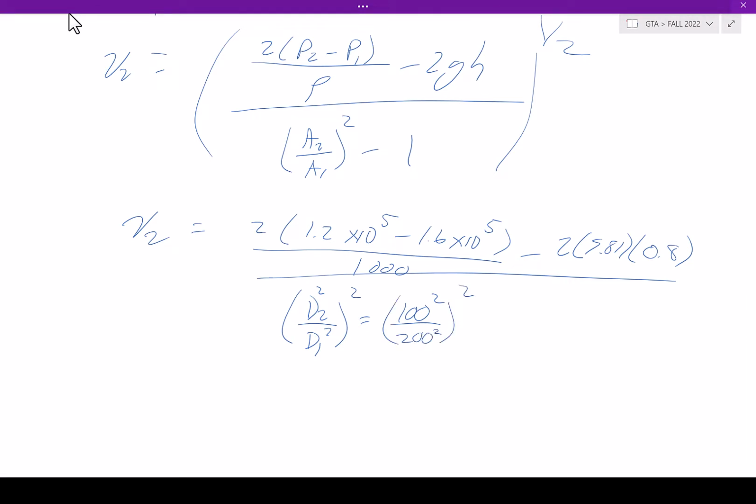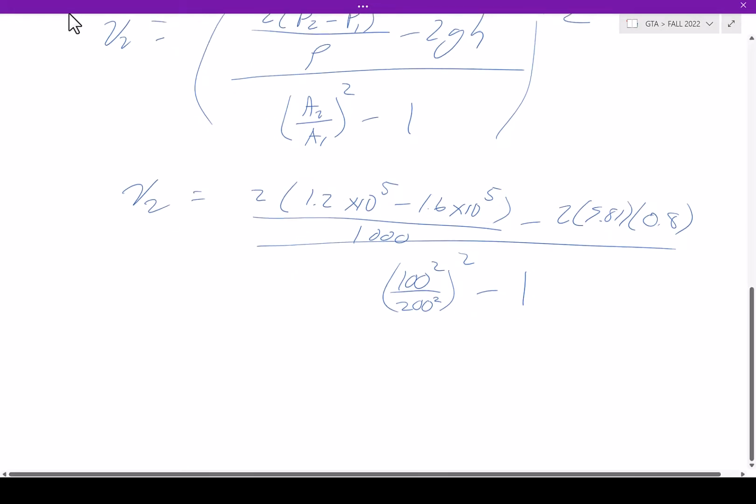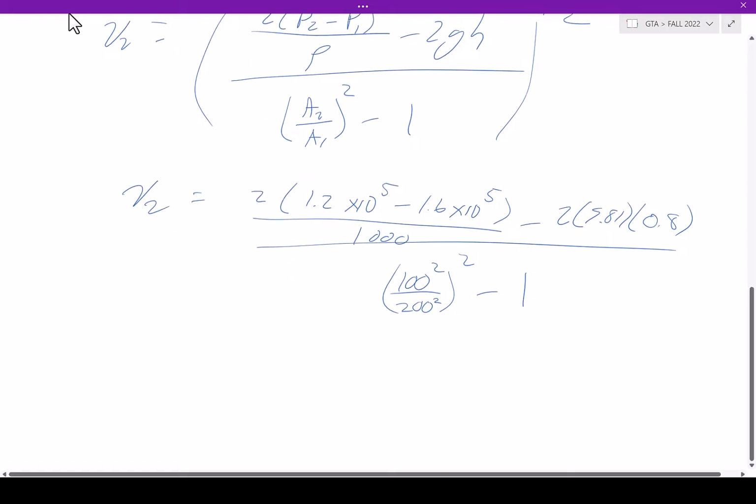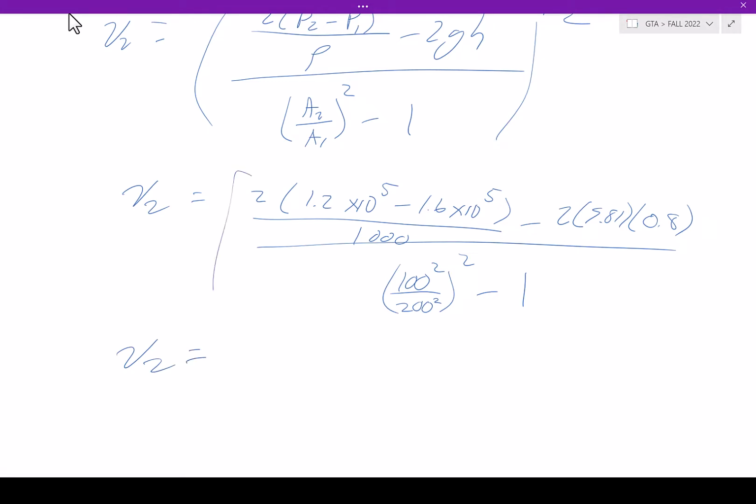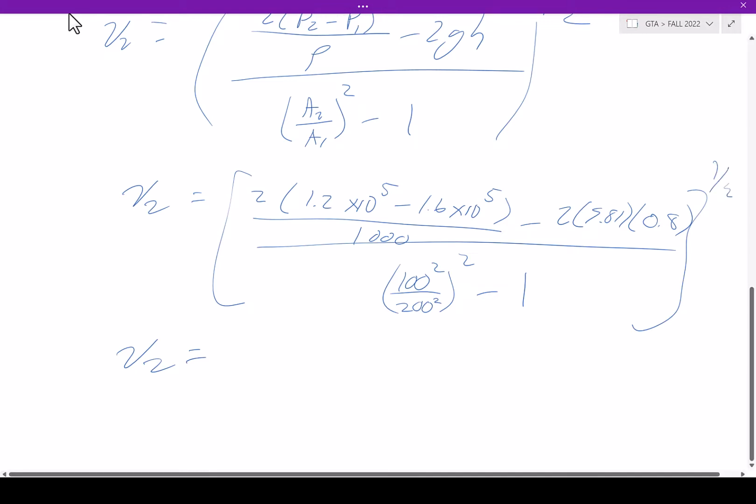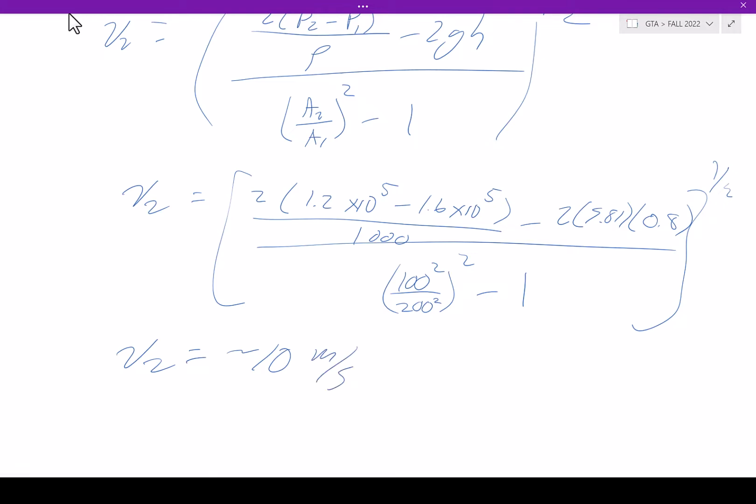I'm leaving it in millimeters because it's just going to end up canceling out if you do unit conversion, so it's not that big of a deal. And that's going to be minus 1. So when you figure that out, just plug it into your calculator. Oh, don't forget the square root. When you plug it in, V2 is approximately about 10 meters per second or something like that.